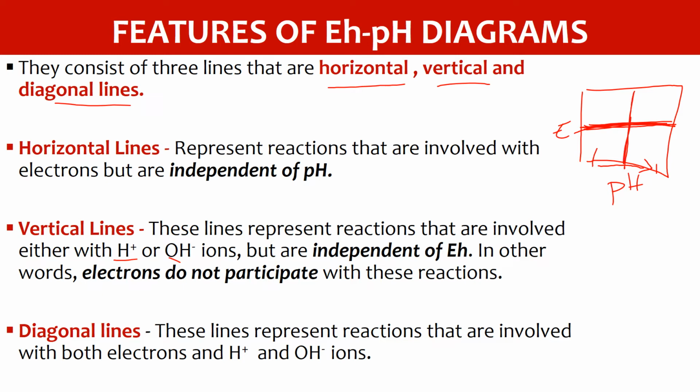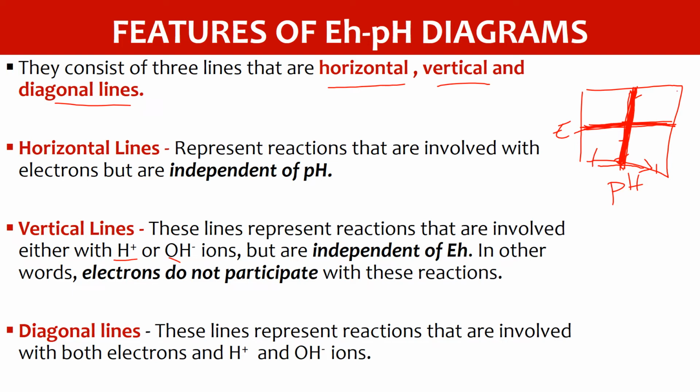So you can see here this vertical line. If you increase your potential, maybe from 0 here, from minus 0, whatever, into positive, it remains constant pH. There's always a constant pH. Nothing happens to your pH as you increase your potential. So it means that they are only involved with your proton exchange or hydroxide ions, and there are no electrons that participate in these reactions. This is independent of Eh.